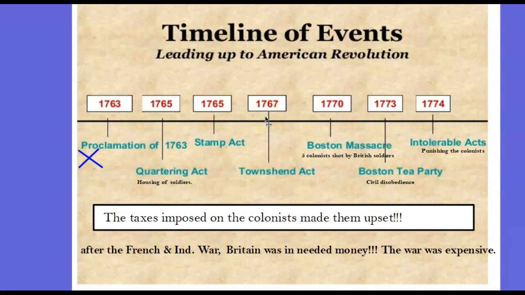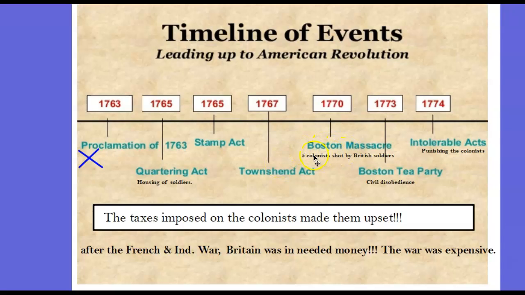Then we talked about the Townshend Act of 1767, which also imposed a tax on every item that was glass, paint, tea, and of course the colonists would try to avoid buying these items so that the money wouldn't go to Great Britain. So remember, when you refused to buy British goods, that meant that they would boycott those items.